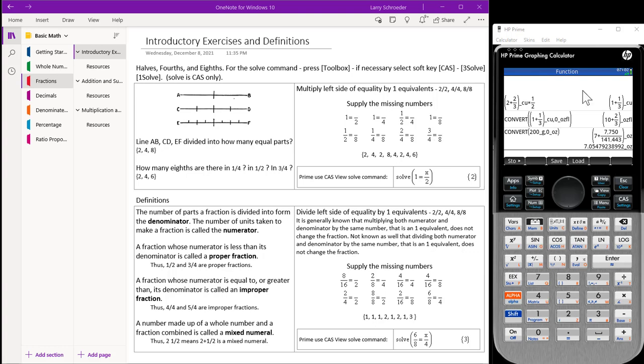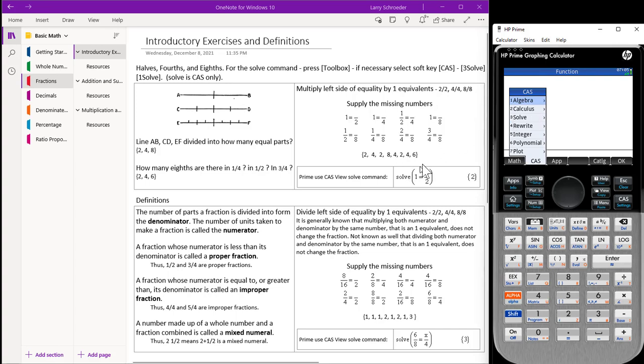Let's clear our calculator and look at how we can use it to come up with the answers. In part 2 of the whole number video, we would hit the toolbox, then we'd hit the CAS and go up to solve. The problem is that the solve command does not work. We were able with the integer and with factors and factor lists to use the CAS inside of the home, but we are unable with solve to use the solve function inside of the home.